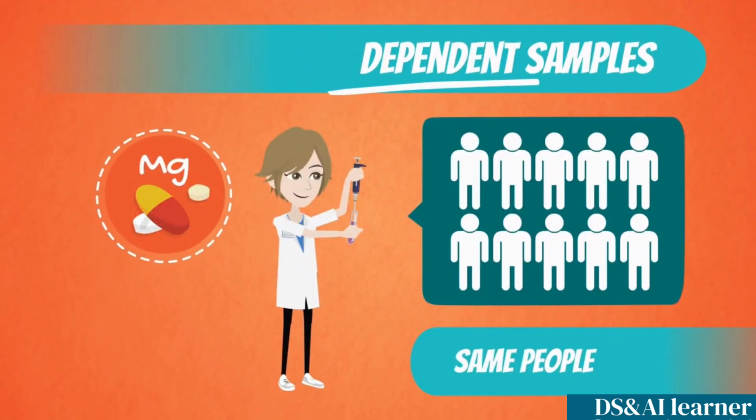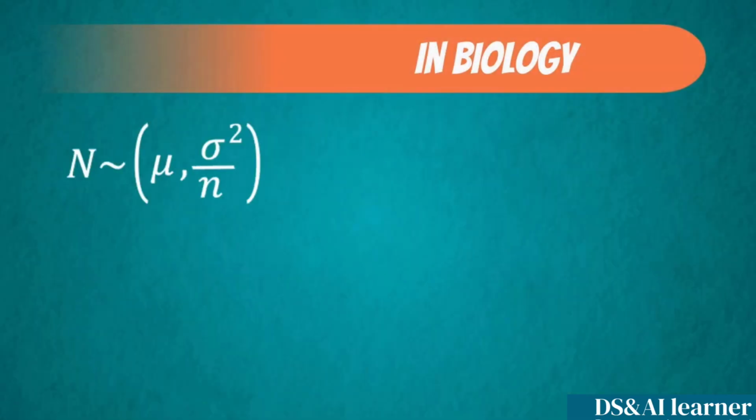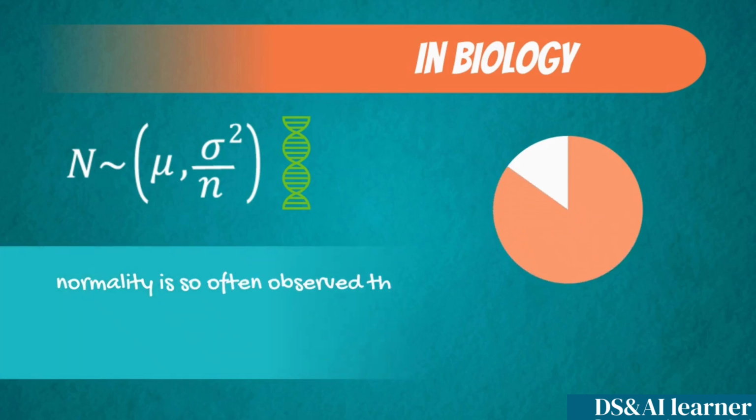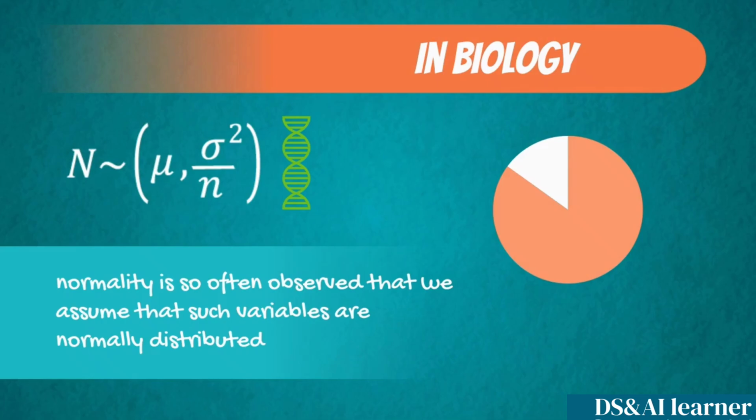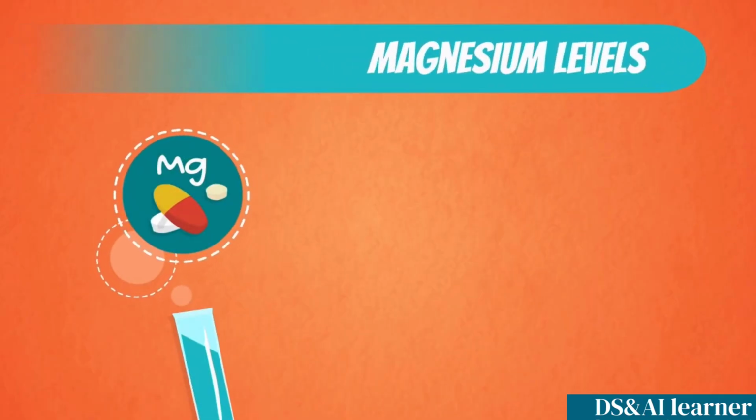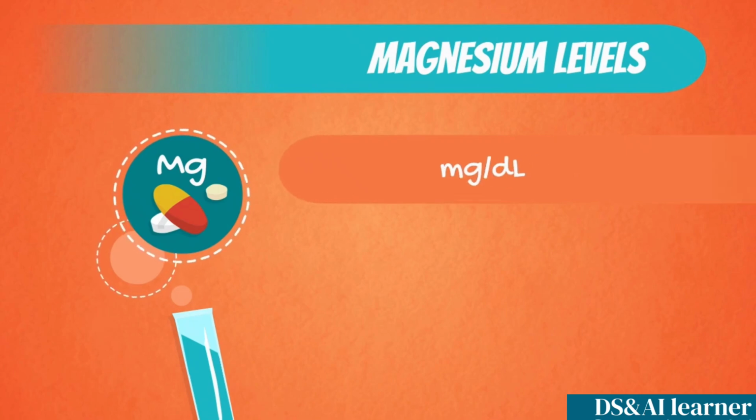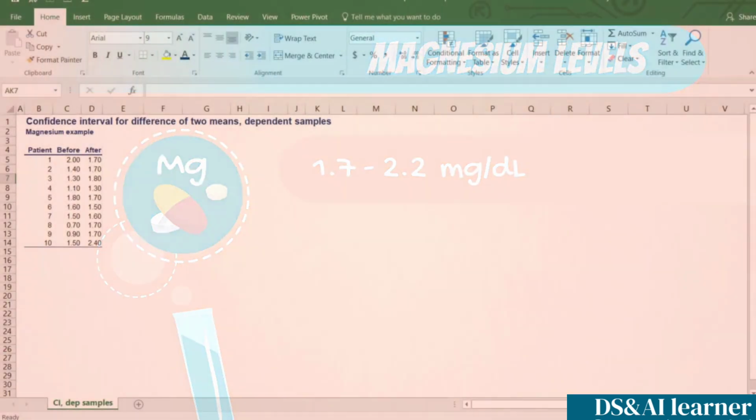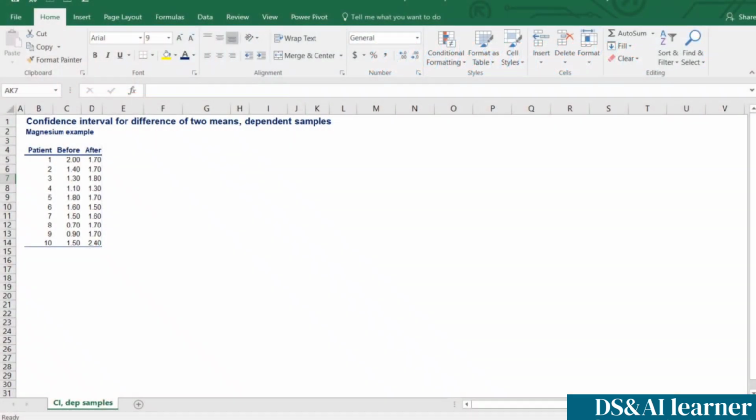An important note is that the populations are normally distributed. Actually, when dealing with biology, normality is so often observed that we immediately assume that such variables are normally distributed. Okay, back to the example. Whenever you take a blood test, the magnesium levels are stated in milligrams per deciliter, and a healthy person would usually have somewhere between 1.7 and 2.2 milligrams of magnesium per deciliter. Here is a table that contains a sample of 10 people and their levels of magnesium before and after taking the pill for some time.